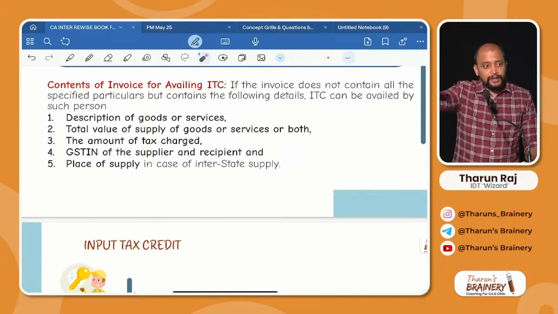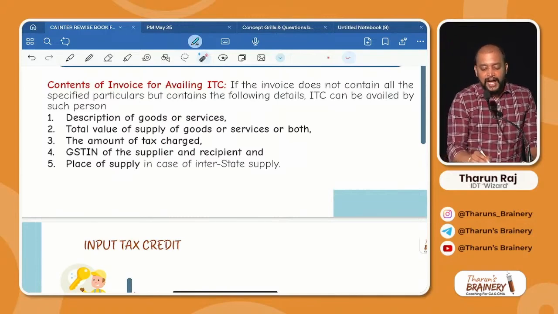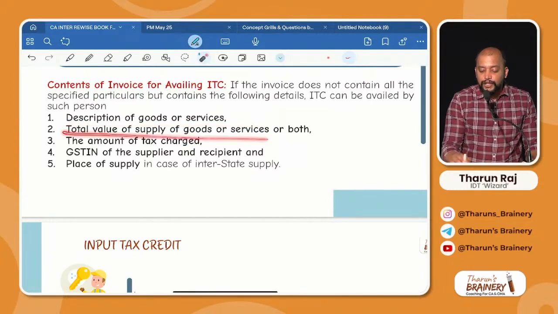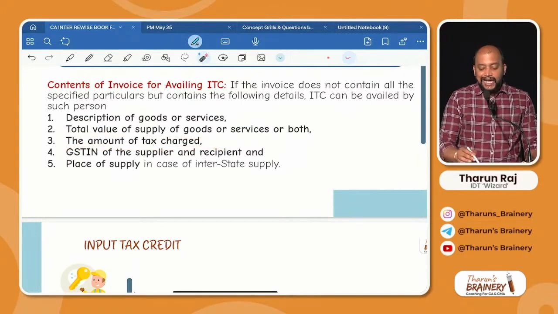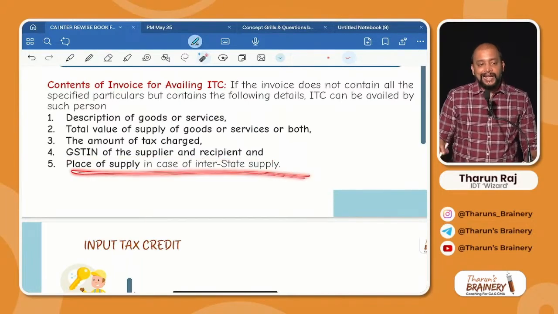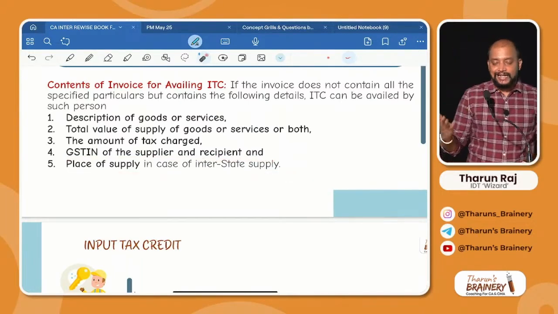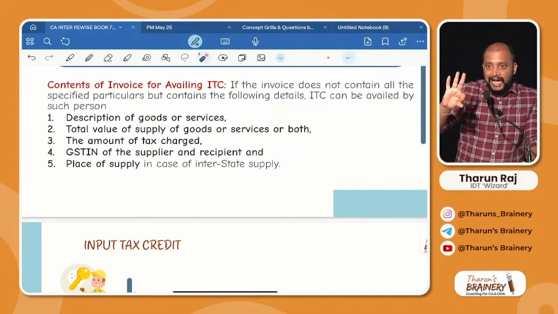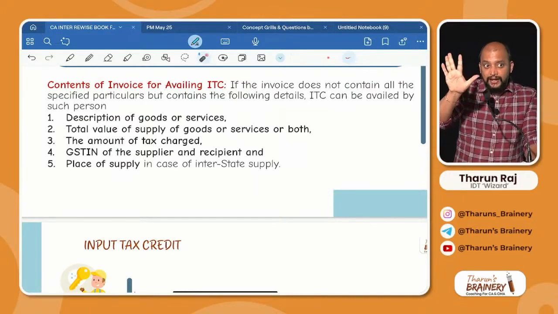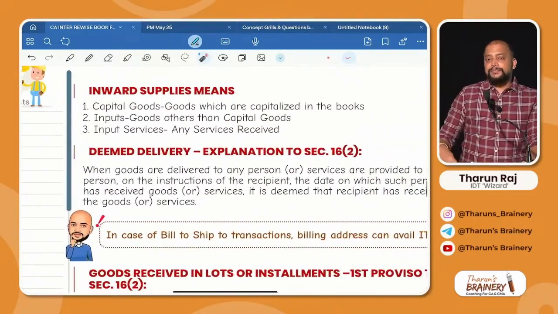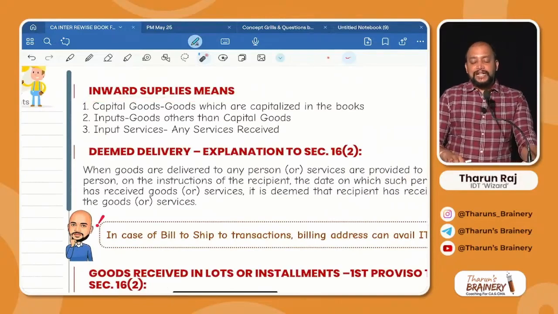Apart from date, what minimum details should it have? It should have description of goods or services. Number 2, total value of supply of goods or services and the amount of tax charged, and GST number of supplier and GST number of recipient, and place of supply in case of interstate supplies. 5. What are those 5? Description, value, tax, GST of supplier and recipient, place of supply if it is an interstate supply. Then what is the meaning of inward supply on which we take ITC?